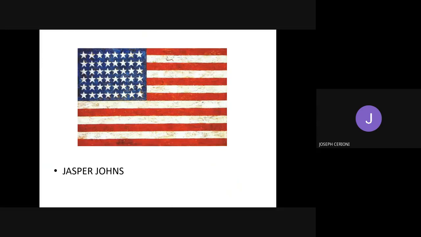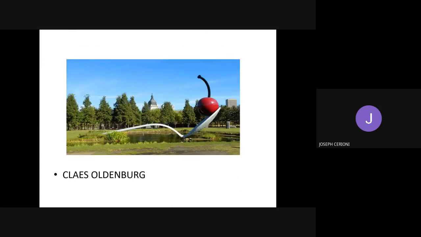And Claes Oldenburg is a sculptor who is famous for producing large sculptures of everyday objects. And his work is a lot of fun when you see it in real life. So these huge everyday things, but again, they're always bright and very neatly presented. And it's that idea of popular objects being used in very formal places.